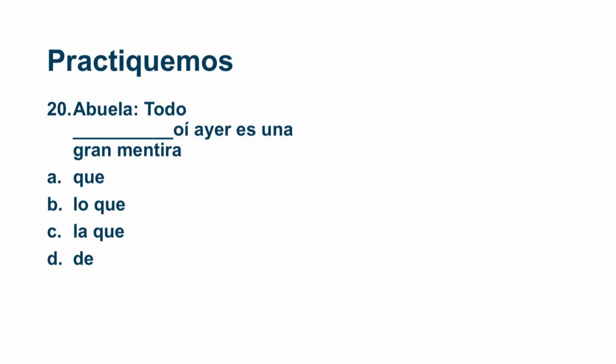And in this one, abuela, todo oí ayer es una gran mentira. La que doesn't make sense. De, todo de is not a comparison. So we are left with que and lo que. We need a neutral pronoun there. Todo lo que oí ayer es una gran mentira.